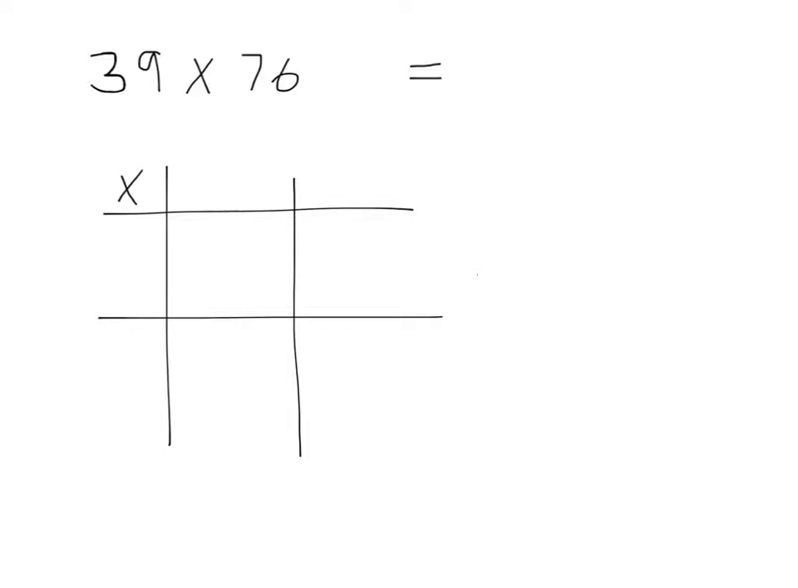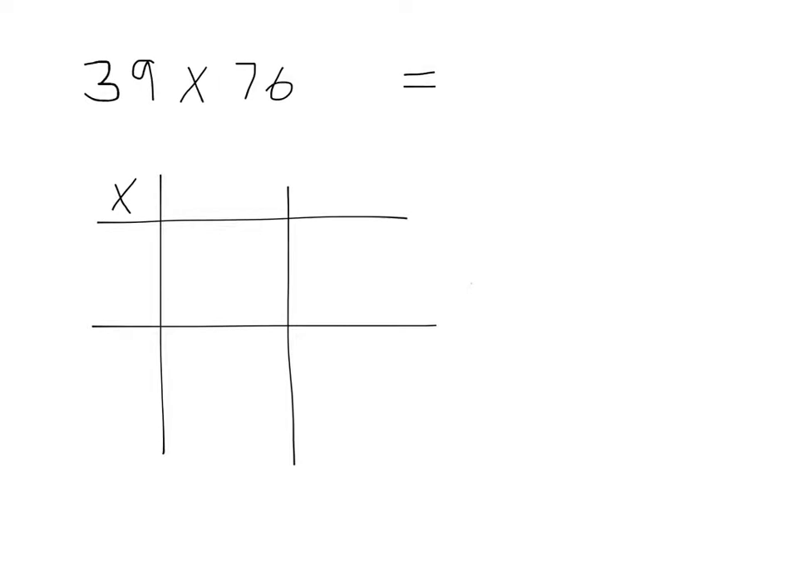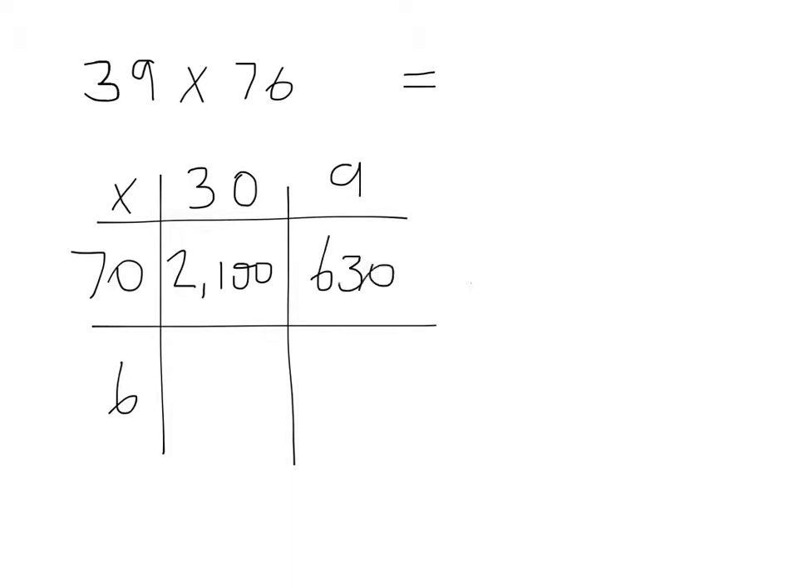We partition the numbers. We can partition 30 and 9 along the top, and 76 down the left hand side. Once again we place the products of the multiples into here. 3 times 7 is 21, 30 times 7 is 210, 30 times 70 therefore is 2100. 9 times 7 is 63, so 9 times 70 is 630. 3 times 6 is 18, so 30 times 6 is 180, and 9 times 6 is 54.